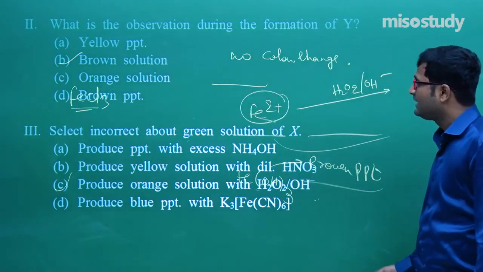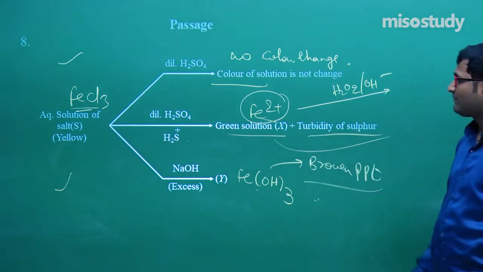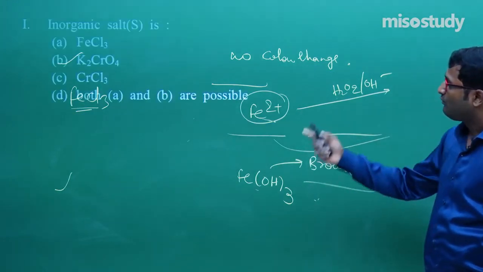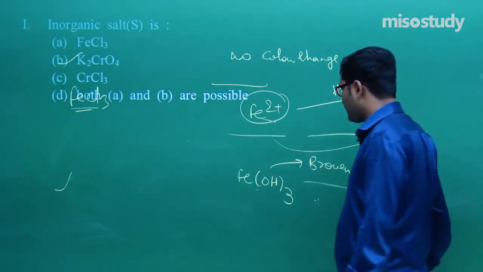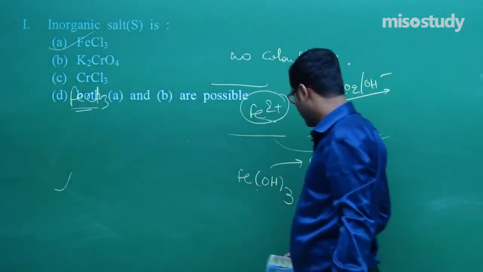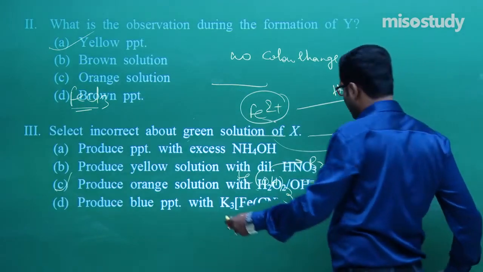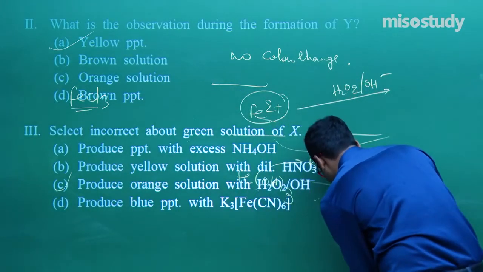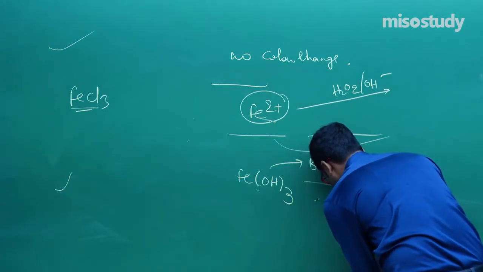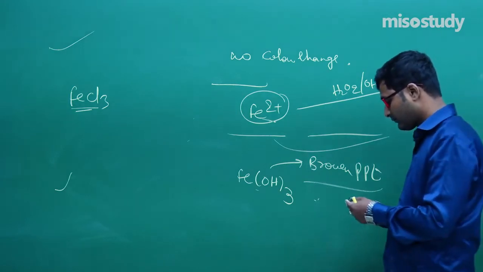Again I am moving here, check out the things once again. FeCl3 no change, Fe2+, Fe(OH)3. So for question number 1, A is the correct option. Yes sir. Then for question number 2, B is the correct option. Wait for a moment friend. B is the correct option.